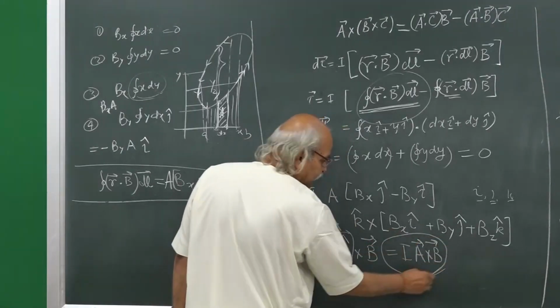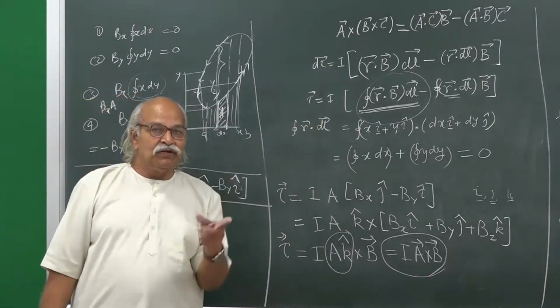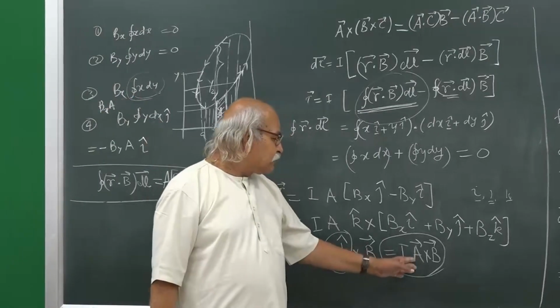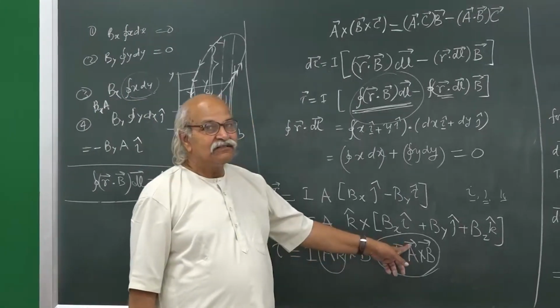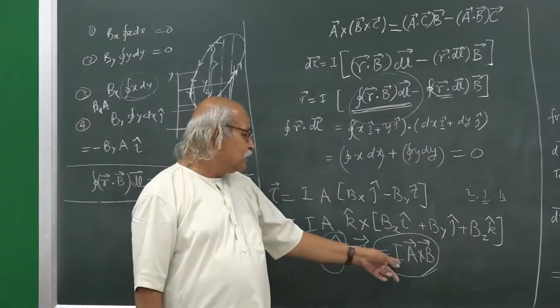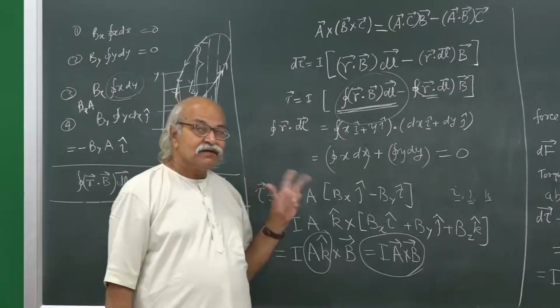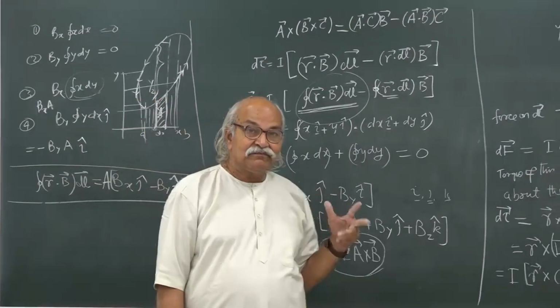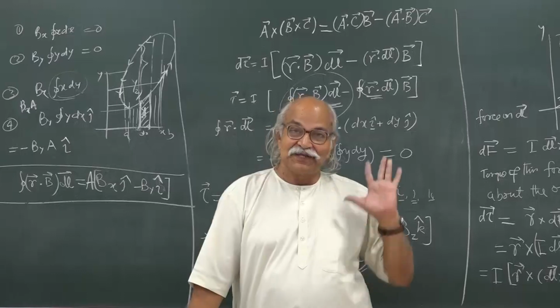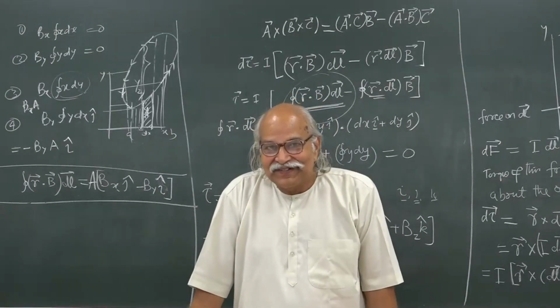So this is the torque, this is the expression of torque. If you have a current loop, find out the area, put the proper vector sign perpendicular to the area, clockwise or anti-clockwise accordingly, and then cross B is the torque on the current loop by the magnetic field. So, we will stop here today and do more calculations next time.